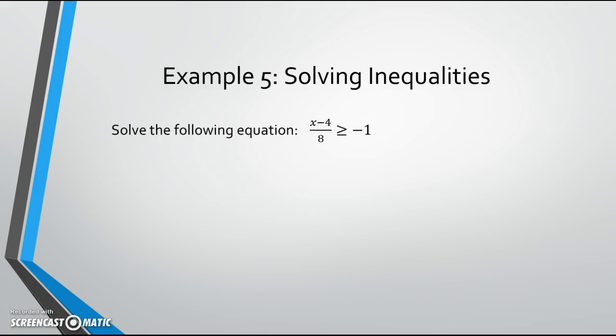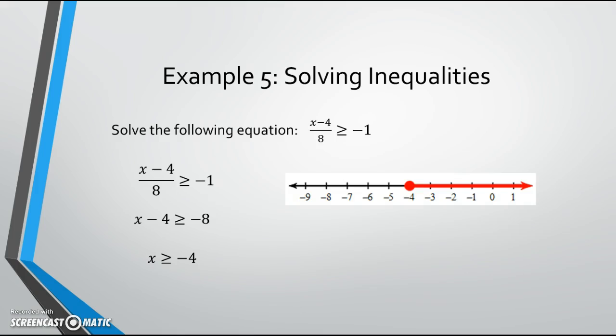Okay, so let's see this last one in action. Here we have x minus 4 over 8 is greater than or equal to negative 1. To get the x minus 4 by itself, we multiply by 8 on both sides. So we get x minus 4 is greater than or equal to negative 8. We're going to add 4 to both sides. And we get that x is greater than or equal to negative 4. The fact that it's x is greater than or equal to tells us we're going to go to the right. And the fact that it can be equal tells us we're going to put a closed dot over negative 4 and we're going to go to the right.